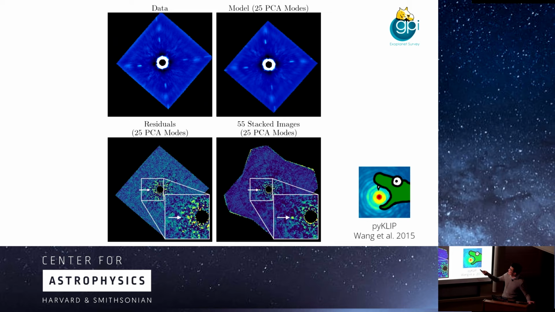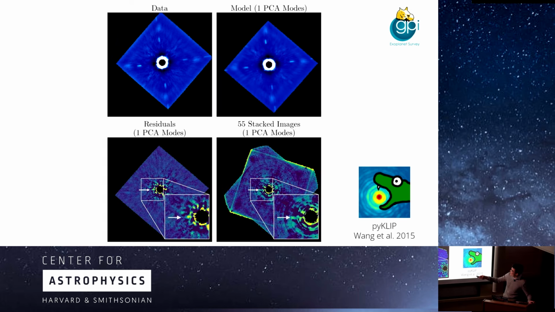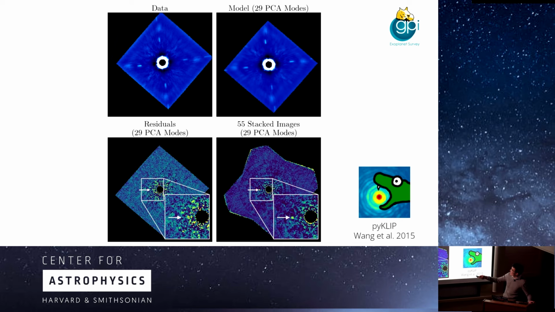But if you subtract these two, on the bottom left is data minus model. And you can see that as we increase the number of PCA modes, the number of different patterns we're using to reconstruct the glare of the star, we're removing more and more of the substructure in the image. Then if you stack 55 of these residual images together and increase the number of PCA modes, you can see that this faint point source that was otherwise hidden underneath the residual glare of the star appears in the data. This ends up being a background star with a chance alignment.